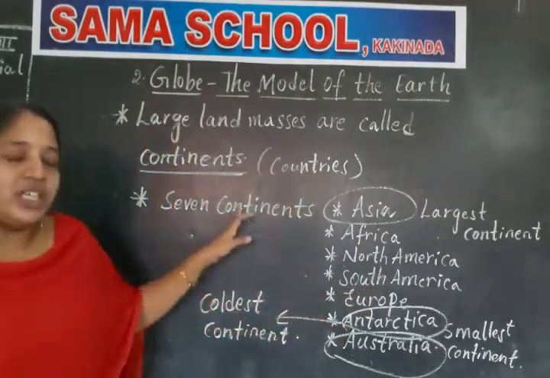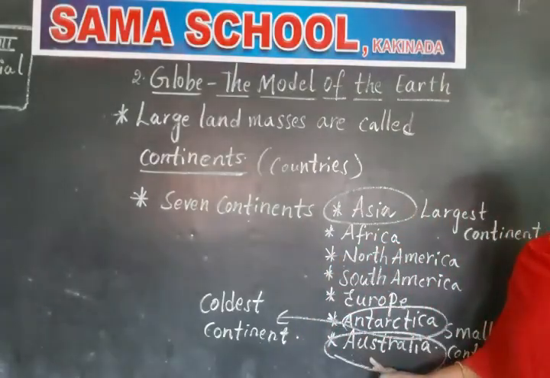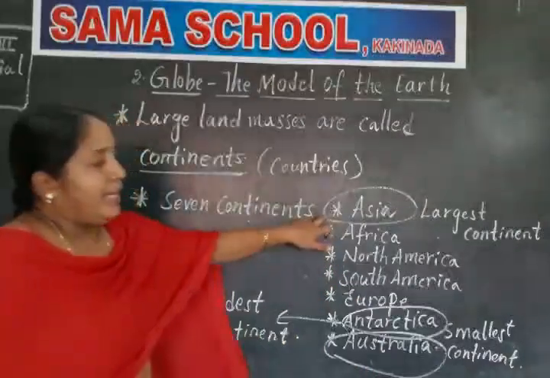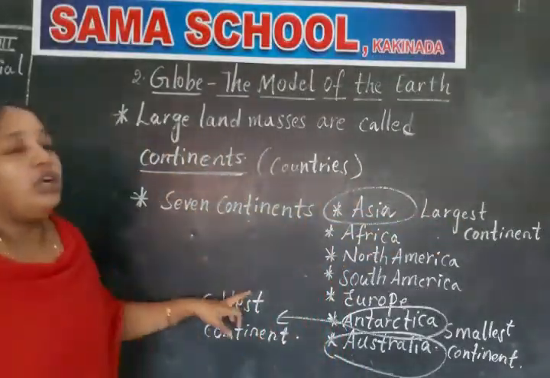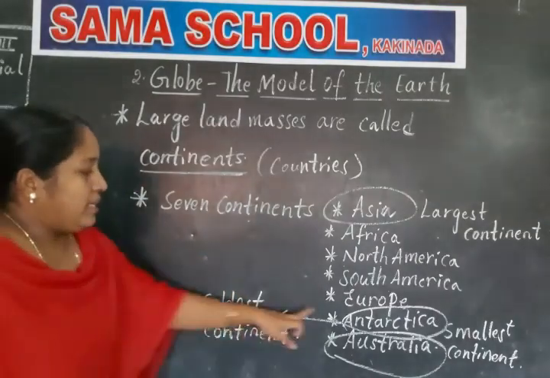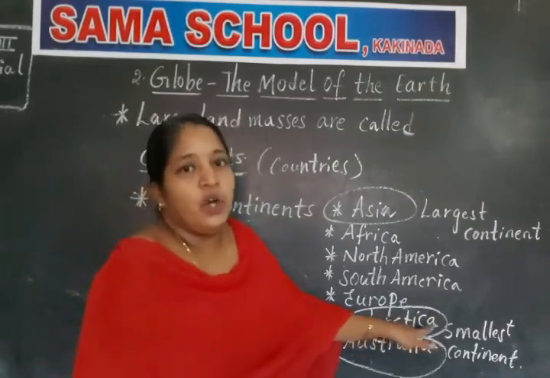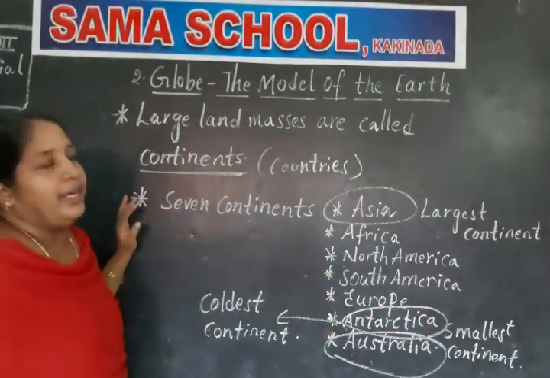Now tell me children, which is the smallest continent? Yes, Australia is the smallest continent. And which is the largest continent, children? Yes, Asia is the largest continent. And which is the coldest continent? Yes, Antarctica is the coldest continent.